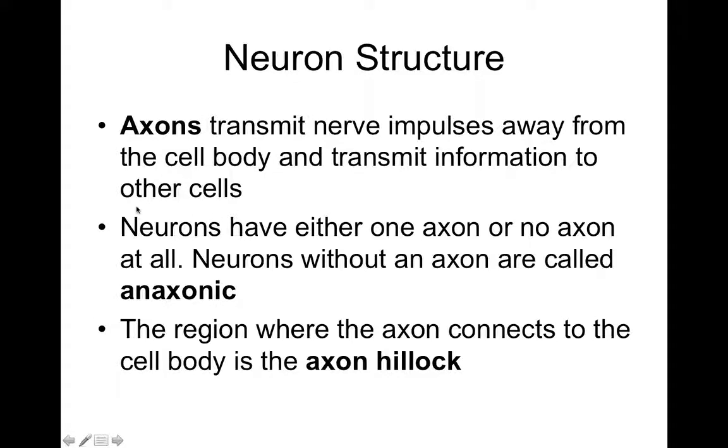Now, not all neurons, though, have axons. Some neurons are anaxonic, which means they lack an axon, and they're just involved in regulation and processing. But the place where the axon meets the neuron cell body is called the axon hillock, also called the spike initiating zone. And so the axon hillock is where action potentials begin.